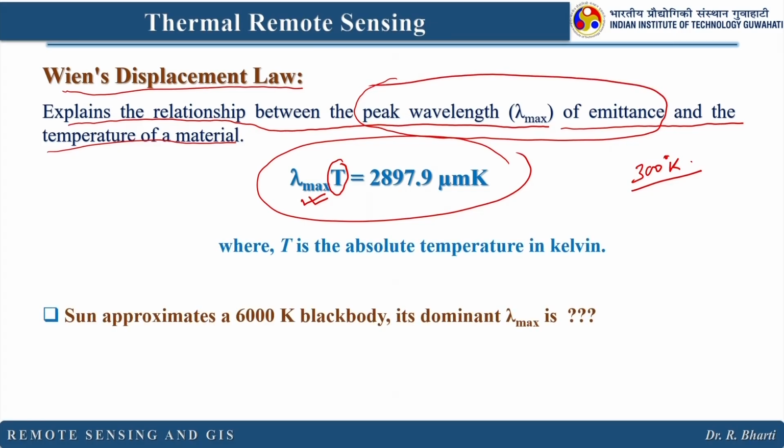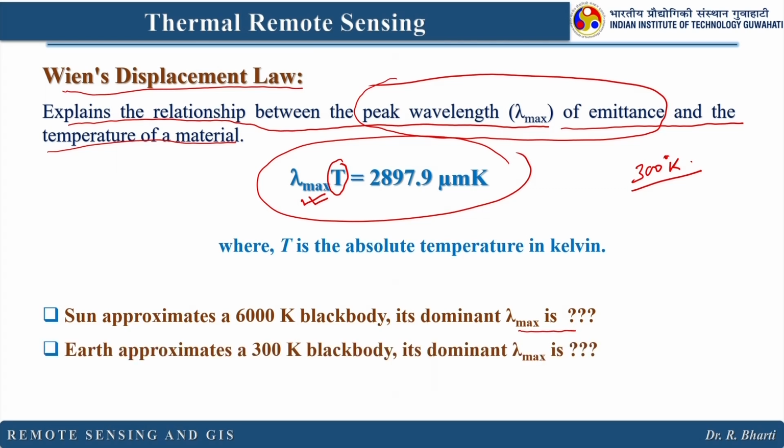Now here the sun approximates a 6000 Kelvin black body. Its dominant lambda max will be, can you calculate? Yes, it is very easy. Then earth approximates a 300 degree Kelvin black body, its dominant lambda max will be, so this is for your exercise. Use this formula and calculate what will be the lambda max for earth and sun, in which wavelength you can receive the maximum emittance from sun as well as earth, right.